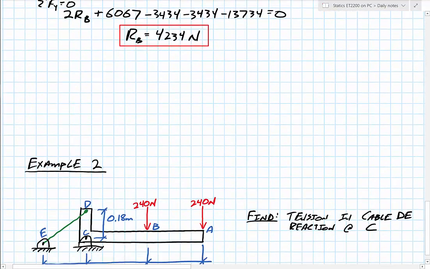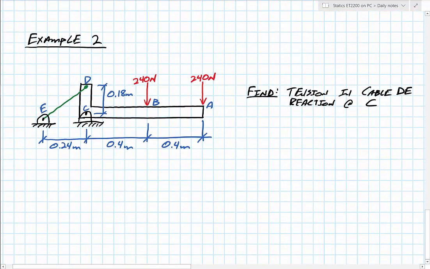Let's take a look at another example. In this example, I have an elbow-looking shape. I'm supporting two 240 newton forces, and there's a pin connection at C. And then there's a rope going from D to this pin connection at E, holding the whole thing in place. So we're looking to find the tension in the cable and also the reaction at point C.